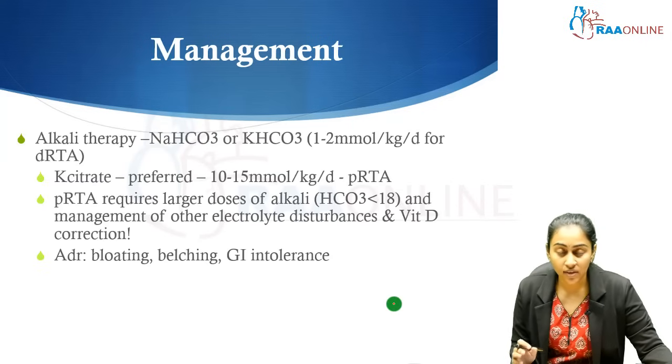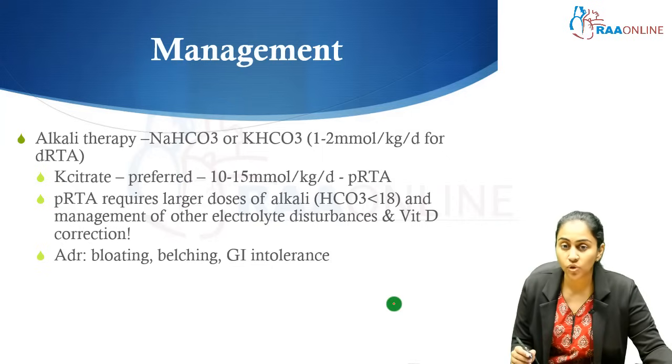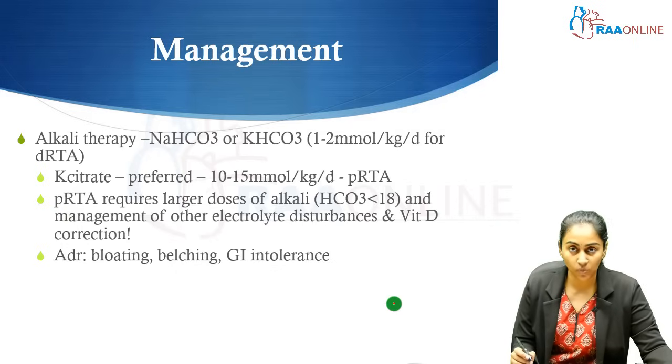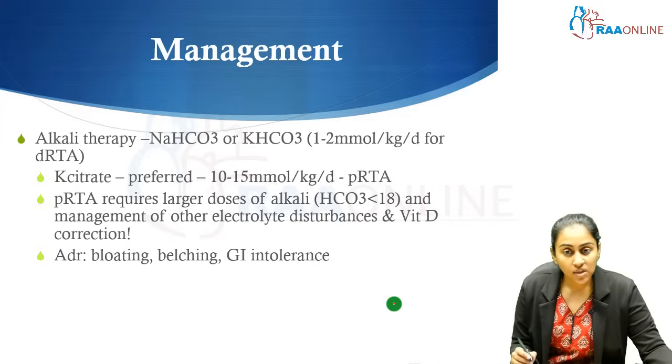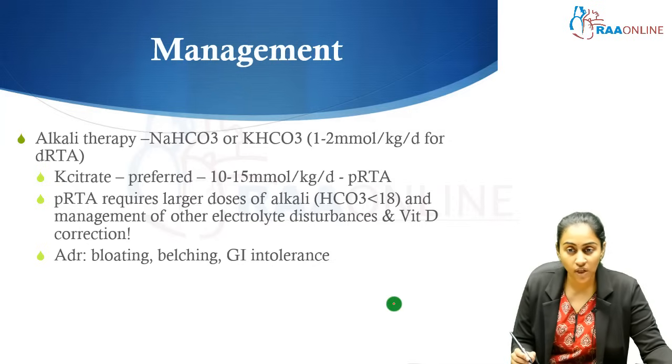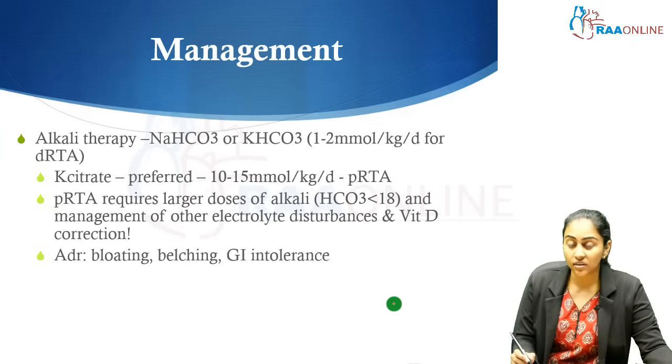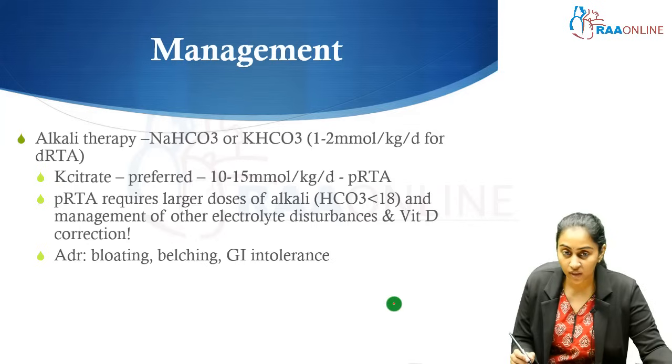Quickly, let's try to understand the basic principles of management in renal tubular acidosis. Alkali therapy, either in the form of sodium bicarbonate or potassium bicarbonate, is recommended, usually given at 1 to 2 millimoles per kg per day for distal renal tubular acidosis. Now, potassium citrate is going to be the preferred agent for proximal renal tubular acidosis, given at a dose of 10 to 15 millimoles per kg per day. Proximal renal tubular acidosis is what requires large doses of alkali, and we'll also have to address other electrolyte disturbances and correct the vitamin D when we are managing proximal renal tubular acidosis.